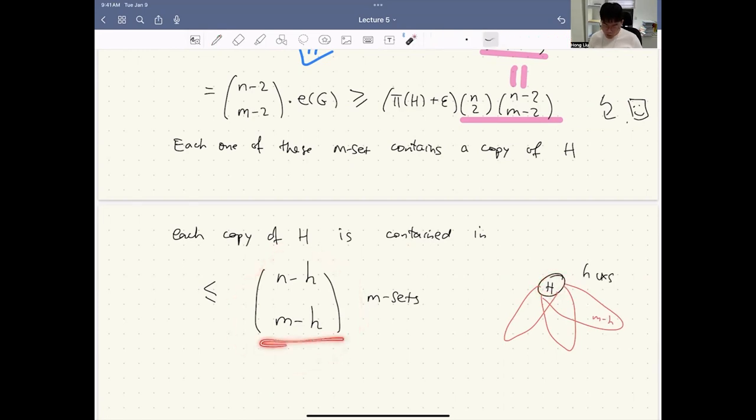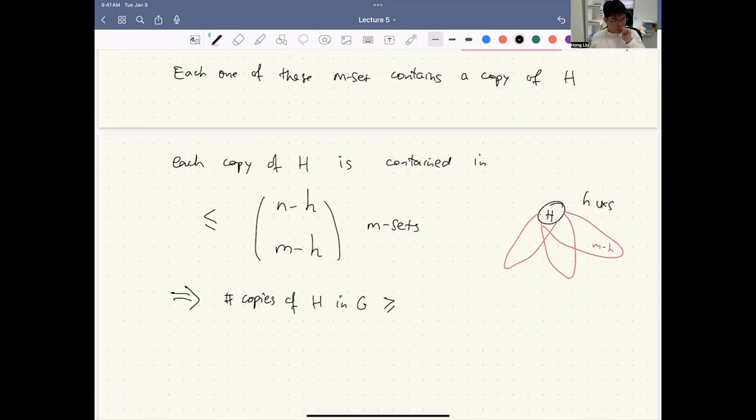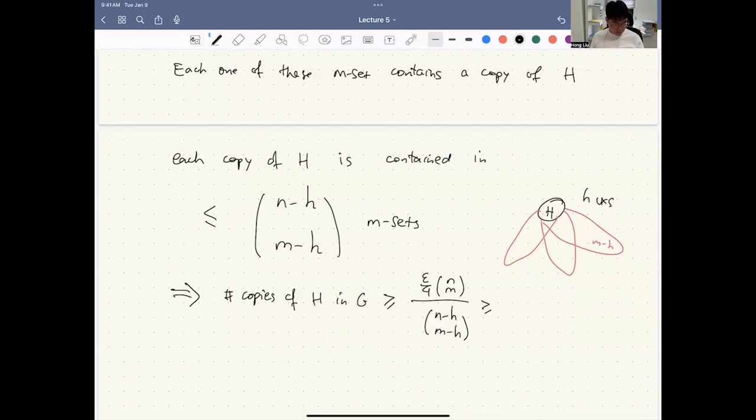So this is double counting at most this many times, implying that the number of copies of H in G is at least epsilon over 4 n choose M divided by the overcounting factor, which is at least, this can be rewritten as, this guy times n choose h. You can take then this guy to be your delta. That finishes the proof. Any questions?